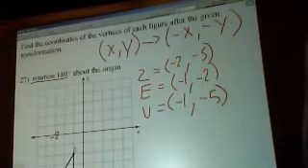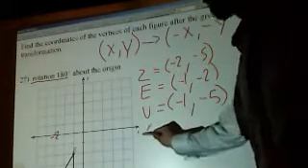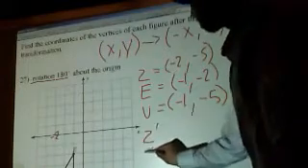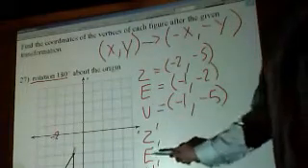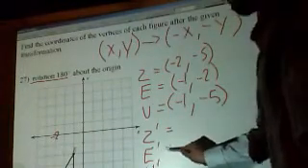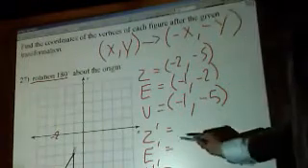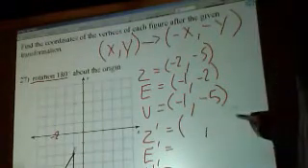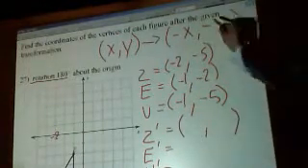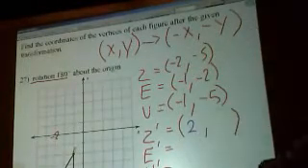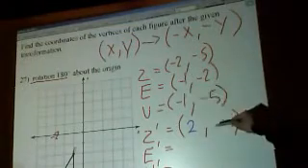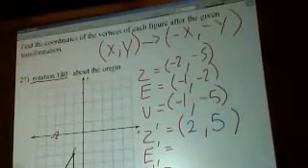So now what you have to do to rotate 180 degrees is find the images of all these points, okay? So these are Z, E, U. We're going to call this Z prime, E prime, and U prime. Okay, and to do this, you just change the sign of both coordinates, okay? So negative 2 turns into a positive 2 for Z, right? And then negative 5 turns into a positive 5, okay?